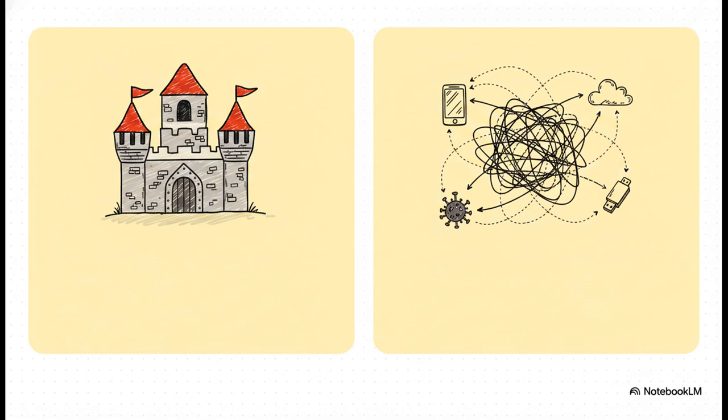Think about it. Mobile workforces, the cloud, IoT devices everywhere, bring your own device programs. Malware doesn't even have to break through a wall anymore. It literally walks right through the front door on an infected USB drive or a compromised smartphone. Zero internal trust? Yeah, that's our new baseline.